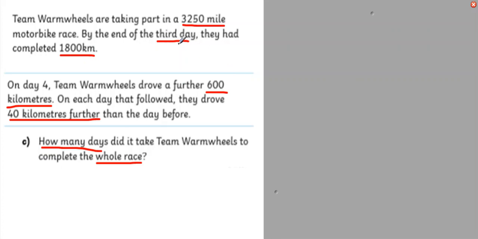Remember, by the end of the third day, they completed 1,800 kilometres. On day 4, they drove a further 600 kilometres, so that's your first step. So you want to work out how many kilometres they drove by the end of day 4. Then after that, you can work out 40 plus 40 kilometres on each day to see how many days it took them. Pause the video now and have a go.